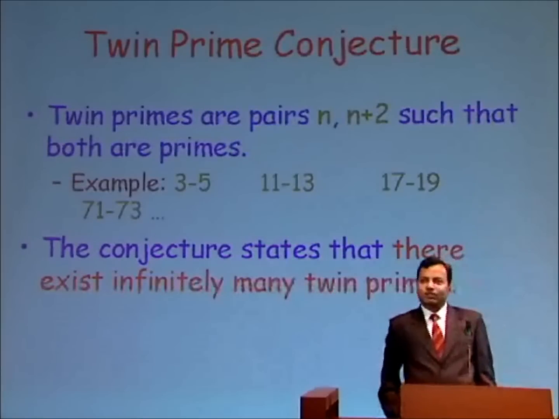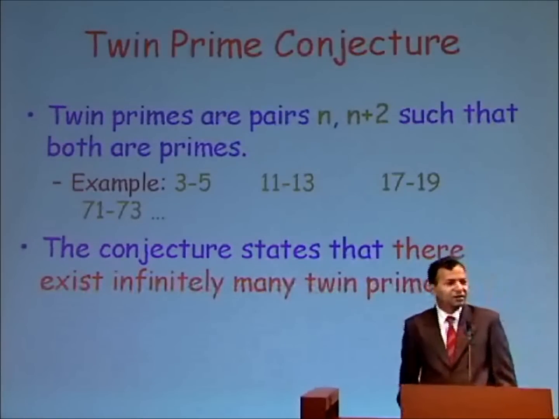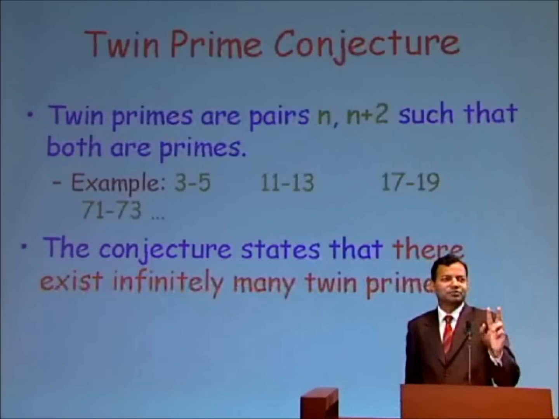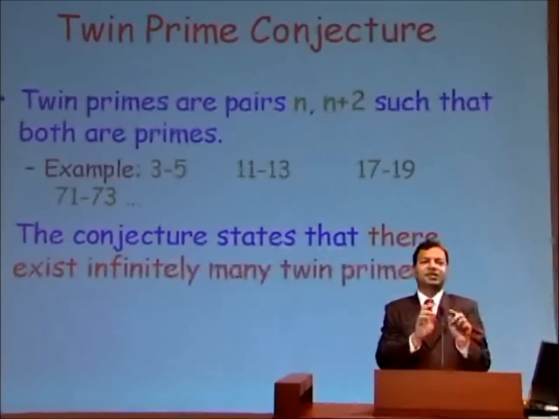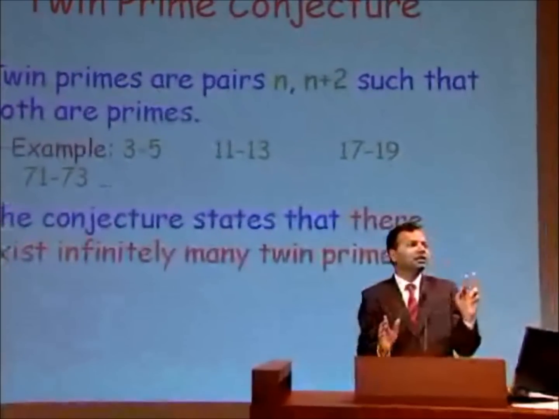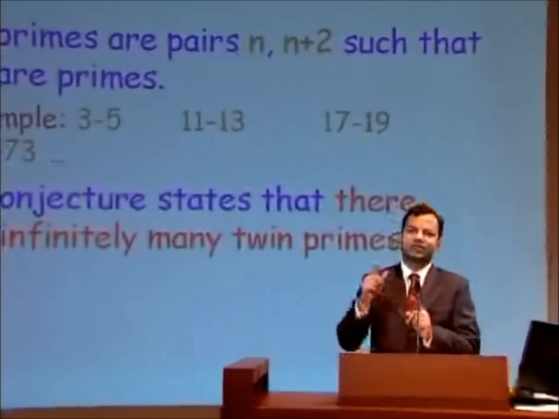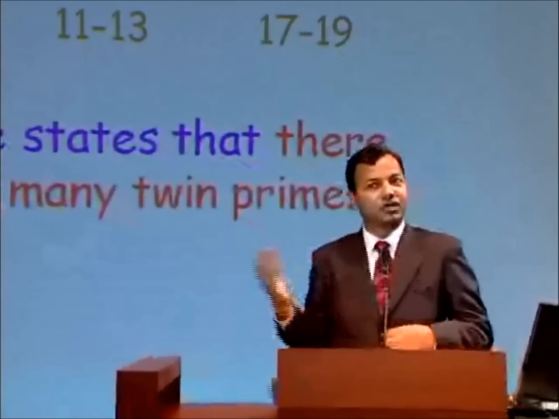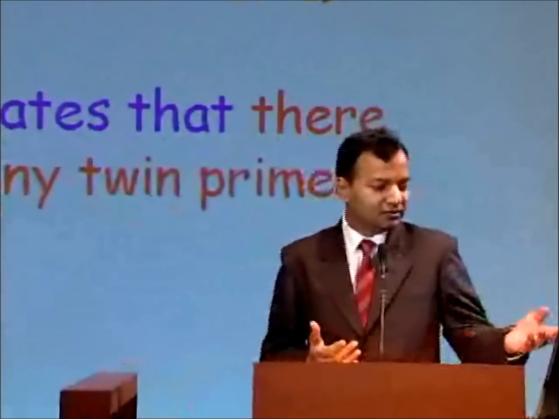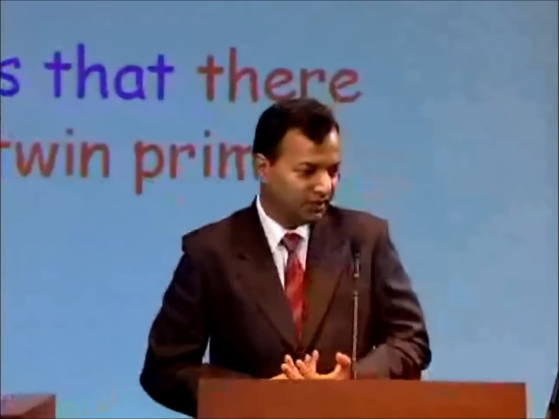Another interesting conjecture is the twin prime conjecture. Twin primes are pairs of prime numbers of the form n and n plus 2. Now, if n is prime, then n plus 1, except for one special case, cannot be prime. So 2 and 3 are the only cases where both consecutive numbers are prime, because otherwise one of n and n plus 1 has to be even, so it can't be a prime number. But n and n plus 2 can both be primes, and these are called twin primes. The conjecture says that there exist infinitely many twin primes. We don't know how to solve that.